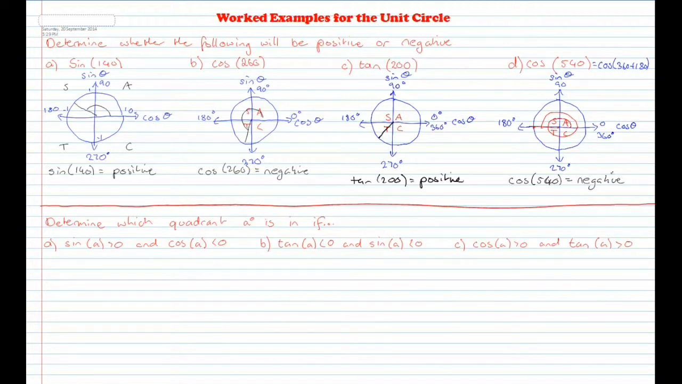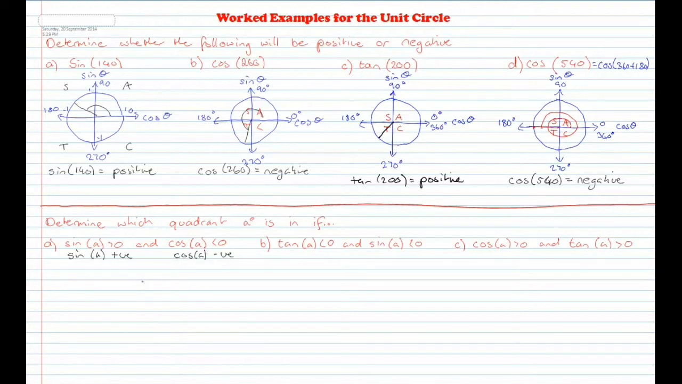Excellent, so now what we're going to do is have a look at the next question, where it says determine which quadrant A, that is A degrees, is in if sine A is greater than 0 and cos A is less than 0. So in other words, sine A needs to be a positive answer because it's more than 0. So we're looking for where sine A is positive, but cos A is going to give us a negative answer.